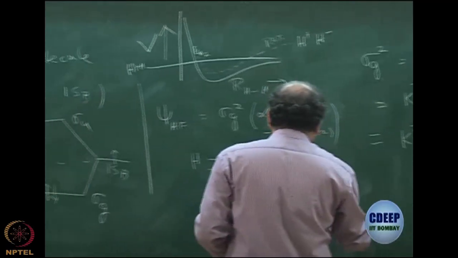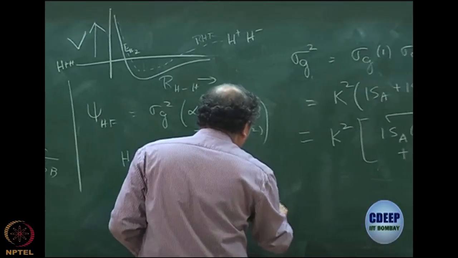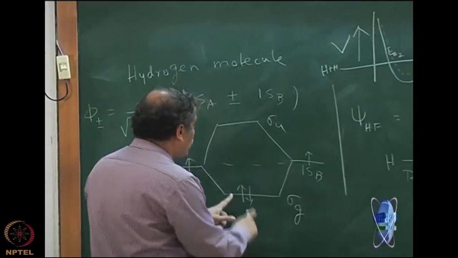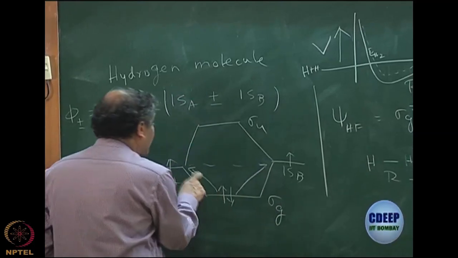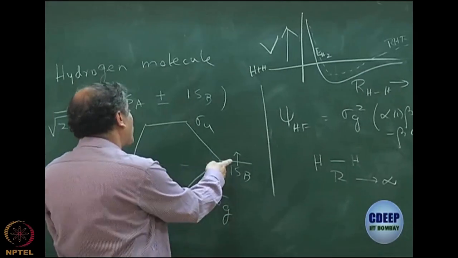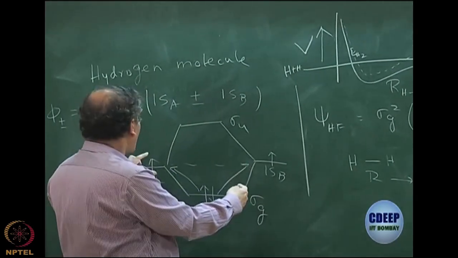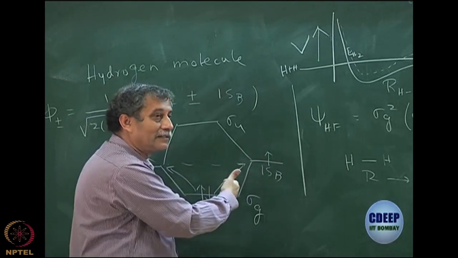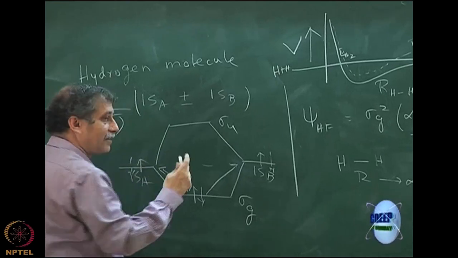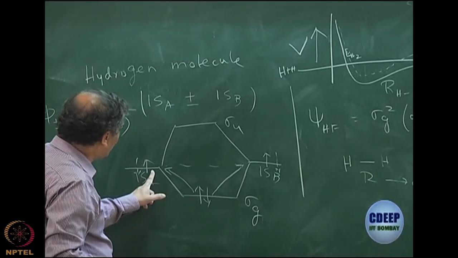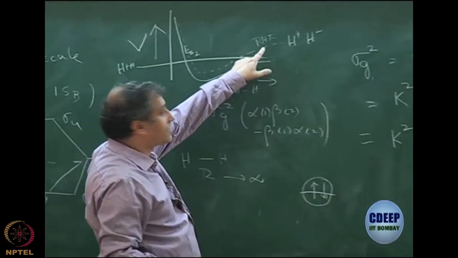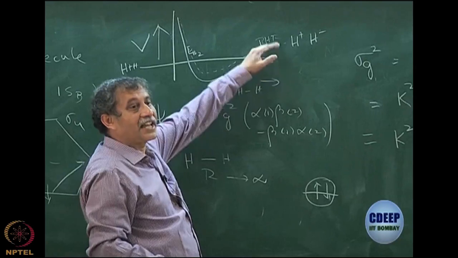The second way to look at it is that when I do sigma g square, they are spin paired. But when you go back to the 1sA and 1sB, and that is exactly what happens at large distance, the spins tend to remain paired. Whereas in the two hydrogen atoms, the spin can be anything. I have written it up and down, but it could be down or up, anything. But here, one of them remains up, one of them remains down. And that means enough variational flexibility is not given. So the energy again is higher.